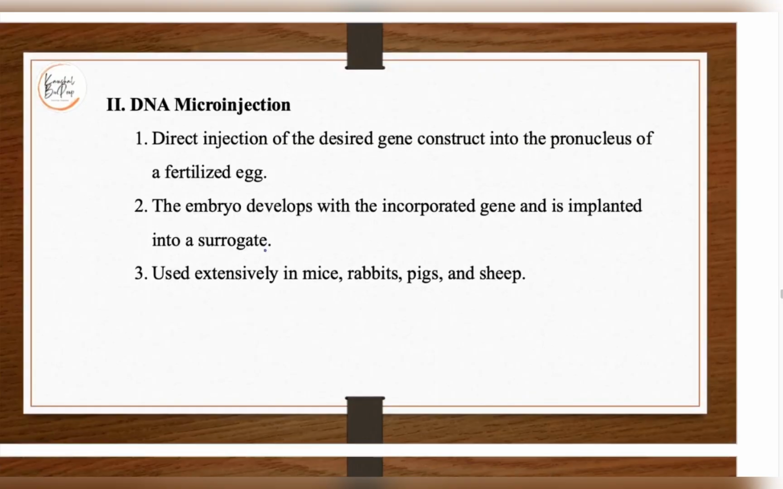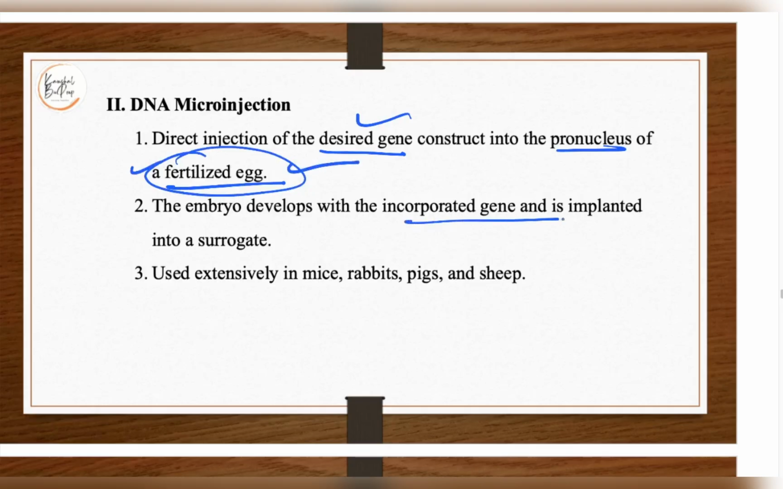Second is the DNA microinjection. Now DNA microinjection में क्या होता है? The direct injection of the desired gene construct into the pronucleus of the fertilized egg. So there is no need to take stem cells. You are directly injecting the desired gene construct into the pronucleus of a fertilized egg. यहाँ पे याद रखिएगा, you need to take a fertilized egg. Now the embryo will develop with the incorporated gene and it is implanted into the surrogate mother, right? And they are extensively doing this in mice, rabbit, pigs.